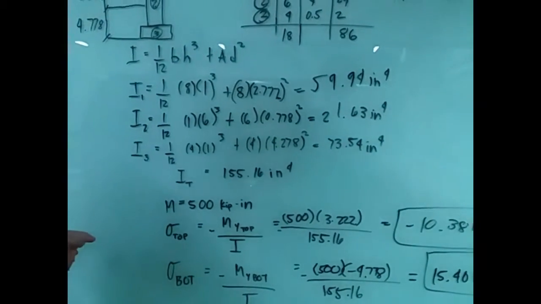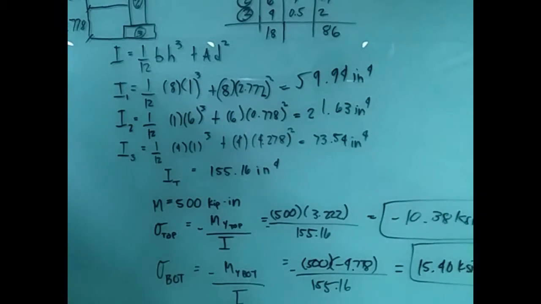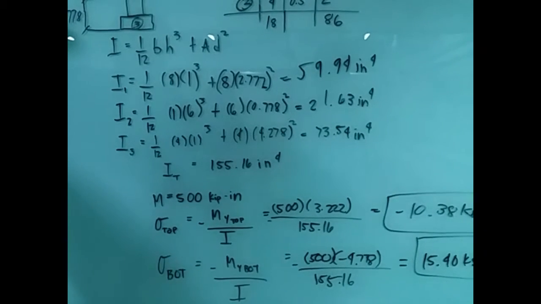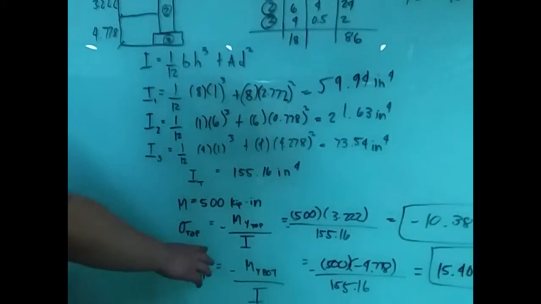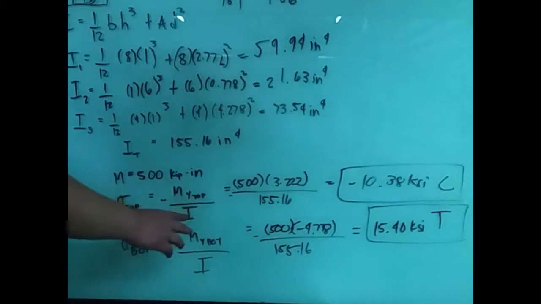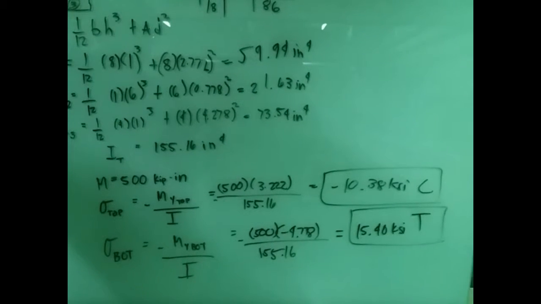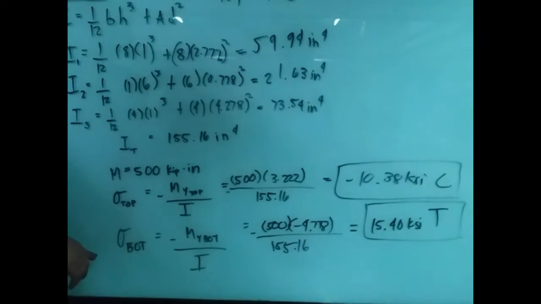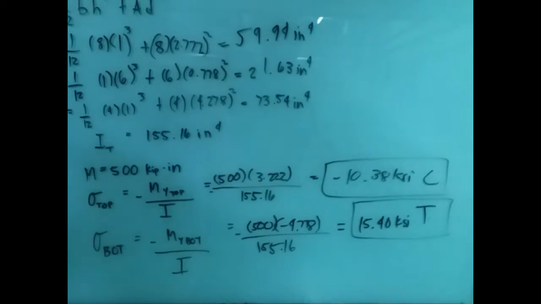For us to solve for the stresses, we need to determine which one is the top and the bottom of the figure by looking at the turn of the moment. And to solve this, we use negative M y top over inertia. So substituting the values, we get negative 10.38 KSI. Since it's negative, it's compression. And for the bottom stress, we substitute the values, we get 15.40 KSI tension.